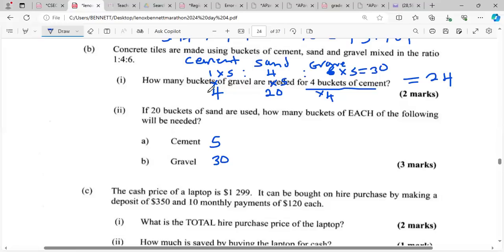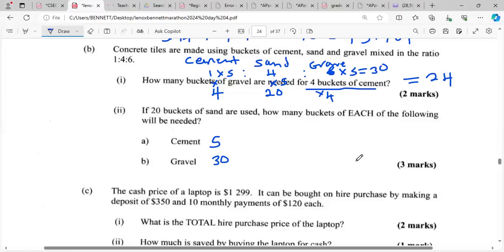So that one here, how many buckets of gravel are needed for 4 buckets of cement? It will be 24. And then, if 20 buckets of sand are used, how many buckets of each of the following will be needed? Now I make my prep students do this next year. It's a very nice ratio question.